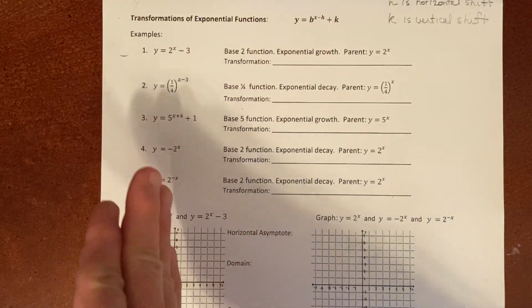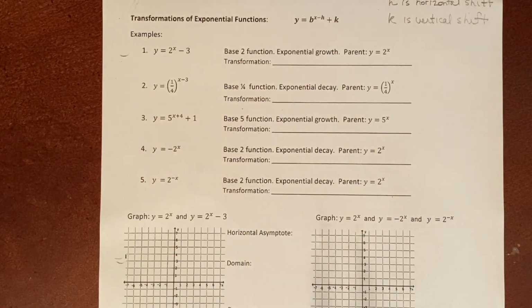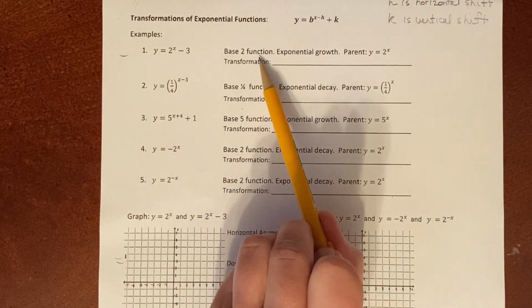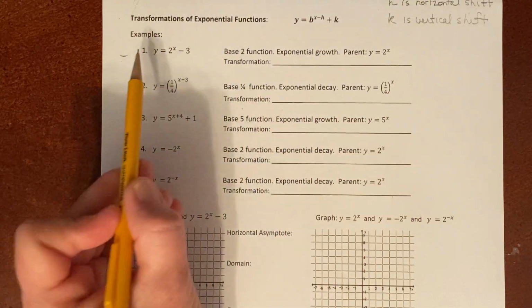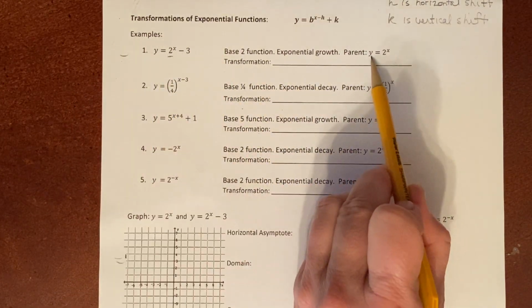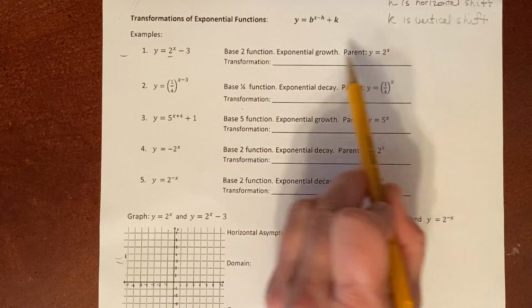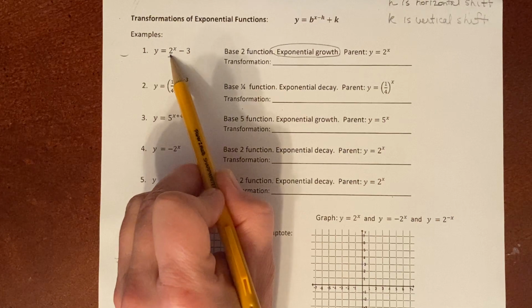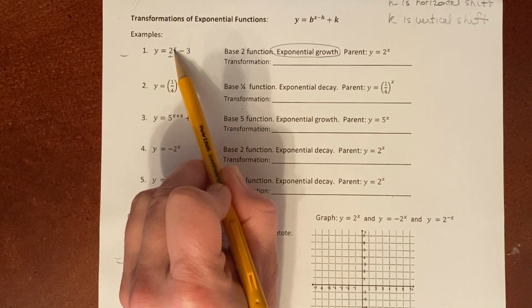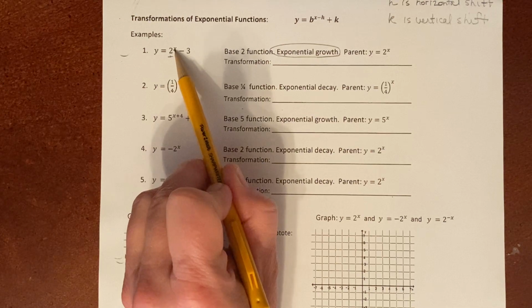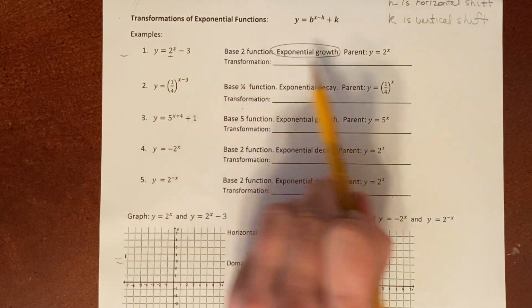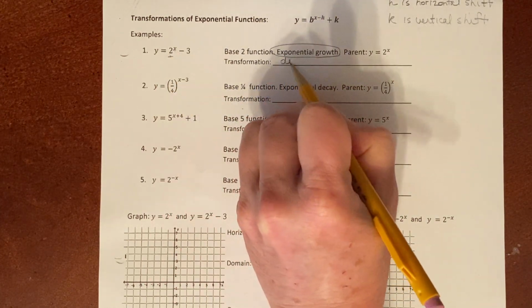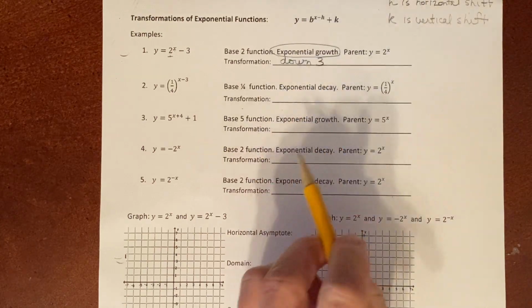All right, we have 5 examples here, so let's see how we can respond to them. If our equation is y equals 2 to the x minus 3, just looking at what we have here, we have a base 2 function, because the base is 2. So the parent function is y equals 2 to the x. This is an exponential growth function. It's a growth because this base is greater than 1, and we have a positive exponent. We have a positive x here. There's not a negative in front of x. So what's the transformation based on what we remember? Well, this minus 3 is going to be our vertical shift, so we're going to take our parent function and move it down 3.